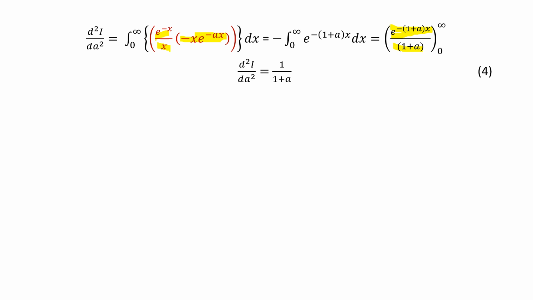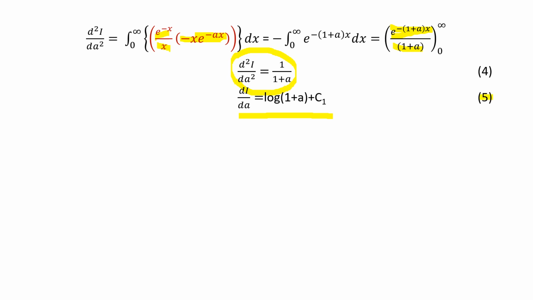Now when we solve this equation, we will get two arbitrary constants, because this is a second order differential equation. So one by one we will solve. Just integrate this whole equation with respect to a. So you will get dI by dA equal to log of 1 plus a plus c1, which is the first arbitrary constant, and that is your equation number 5.